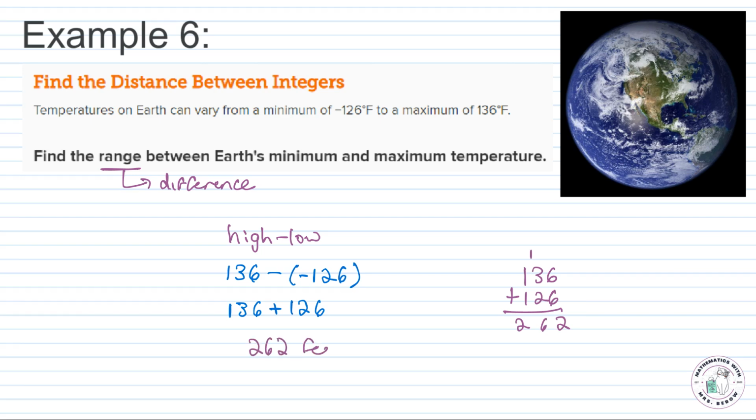In this case would be, oops, not feet, that was the last problem. We're going to do degrees Fahrenheit. So 262 degrees Fahrenheit is going to be our final answer for this question. That is the range between the minimum and maximum temperatures on Earth.